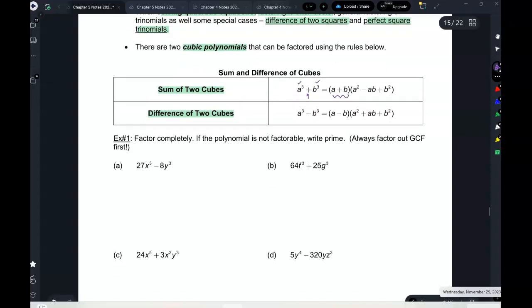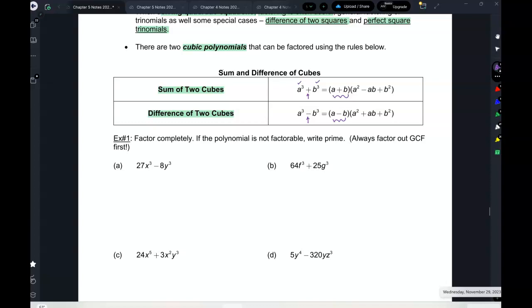Then if you have a difference of cubes, again, you take the cube root. Because there is a minus here, you have a minus here, and then it's a squared plus ab plus b squared. So how do I remember this? You have to memorize that it's like a and b, and then a squared, ab, b squared.